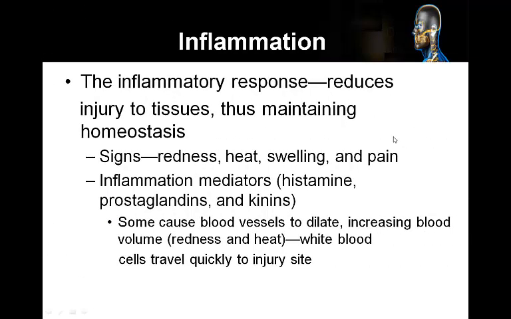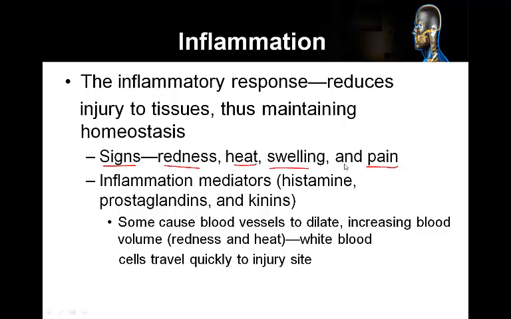A few more slides before we wrap up, and we're just going to discuss the idea of inflammation. The inflammation process is something that can be helpful or can actually cause disease, as we saw in our mechanisms of disease in earlier slides. The inflammation process is going to reduce injury to tissues when it's used in a non-pathologic impact. Signs of the inflammation are really synonymous with signs of infection, right? So signs include redness, heat, swelling, and pain.